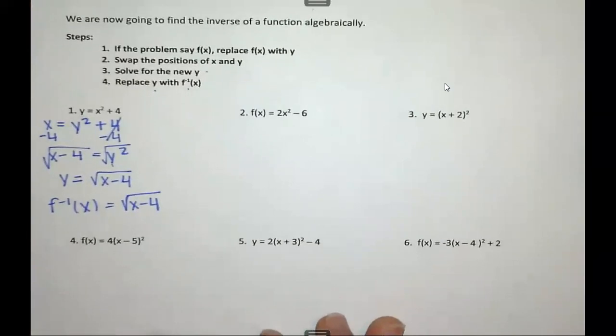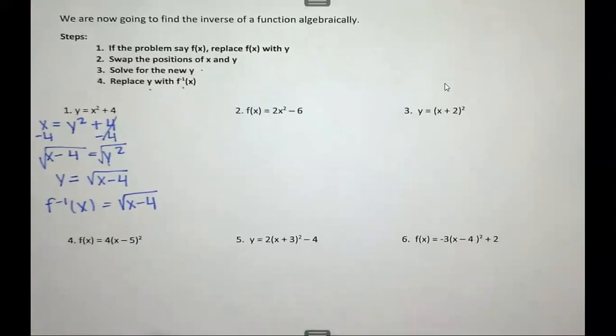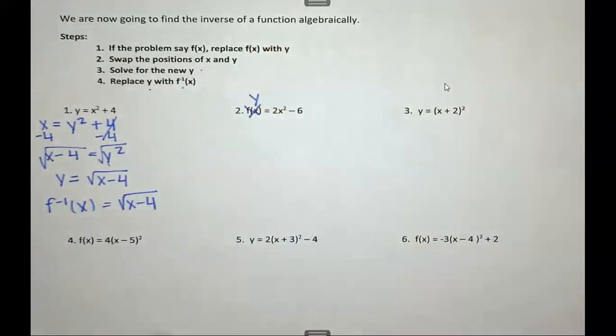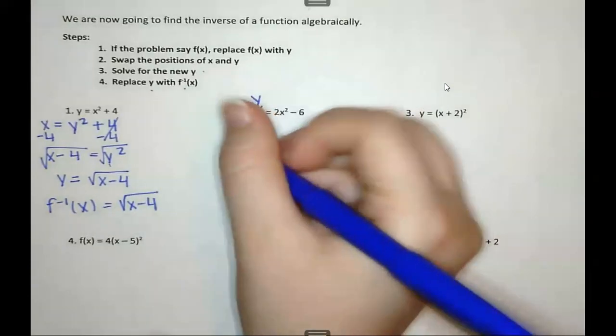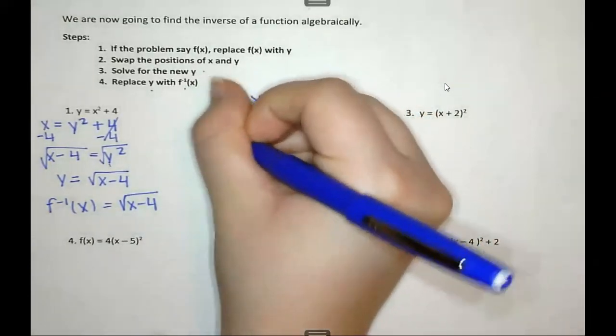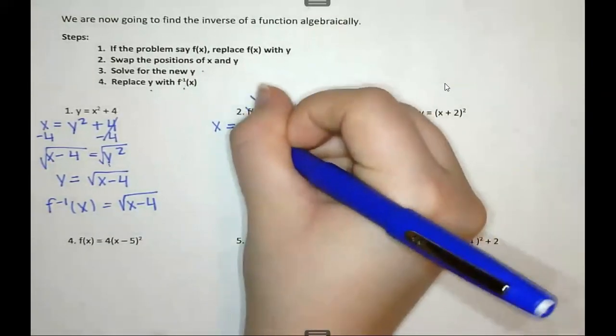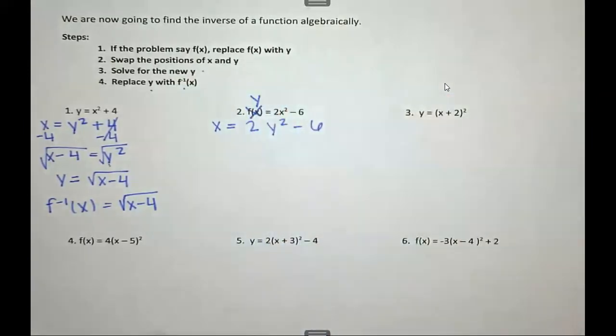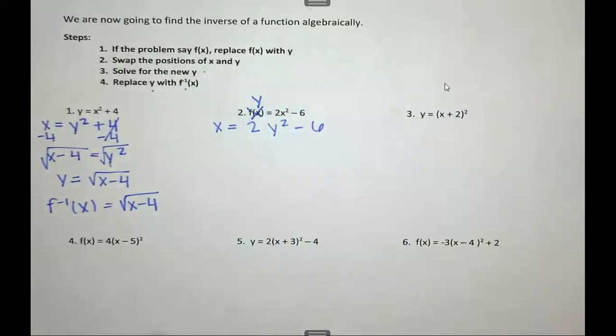All right, let's do another one. So first step is to replace f of x with y. This one does have an f of x. I'm going to take that out, change it to y. So we have y equals 2x squared minus 6, and they say that we now need to swap x and y. So now I'm going to have x equals 2y squared minus 6. And now we solve for y.